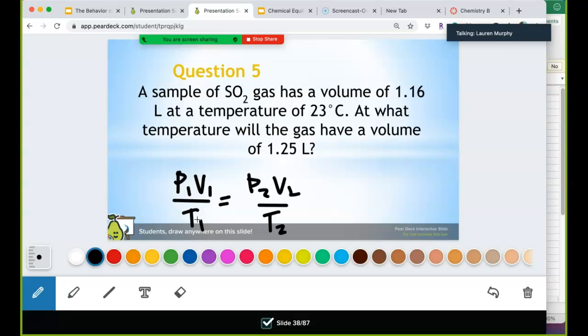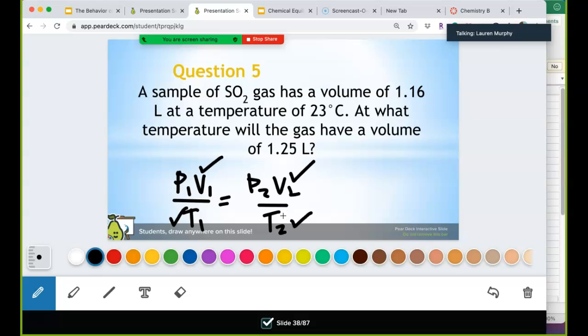So then what you do is you focus on what is given in the problem. So we have sulfur dioxide gas. It has a volume, so that's V, and a temperature, so that's T. And they say at what temperature, so that's another T, will the gas have another volume, so that's another V.